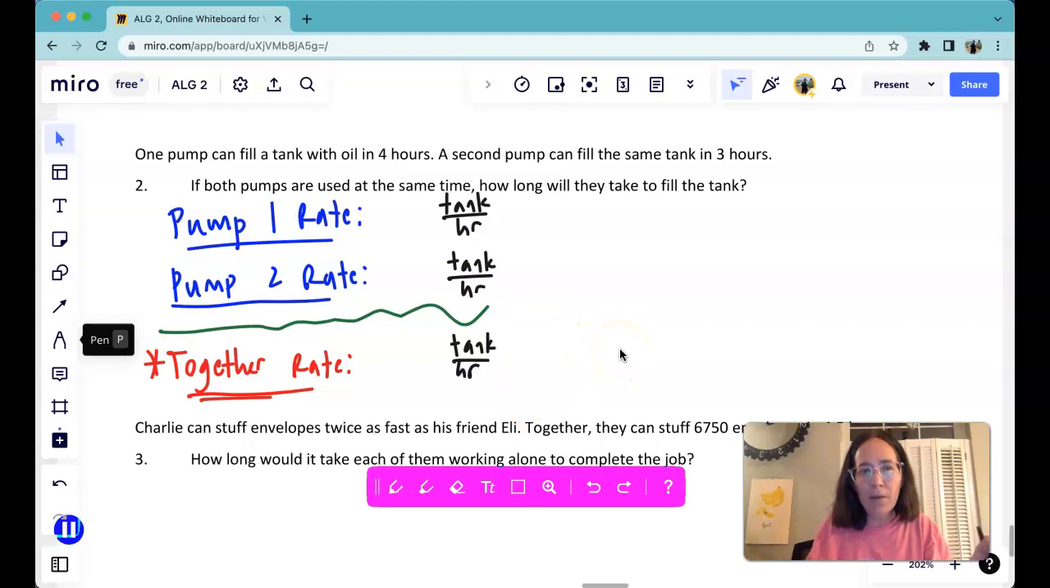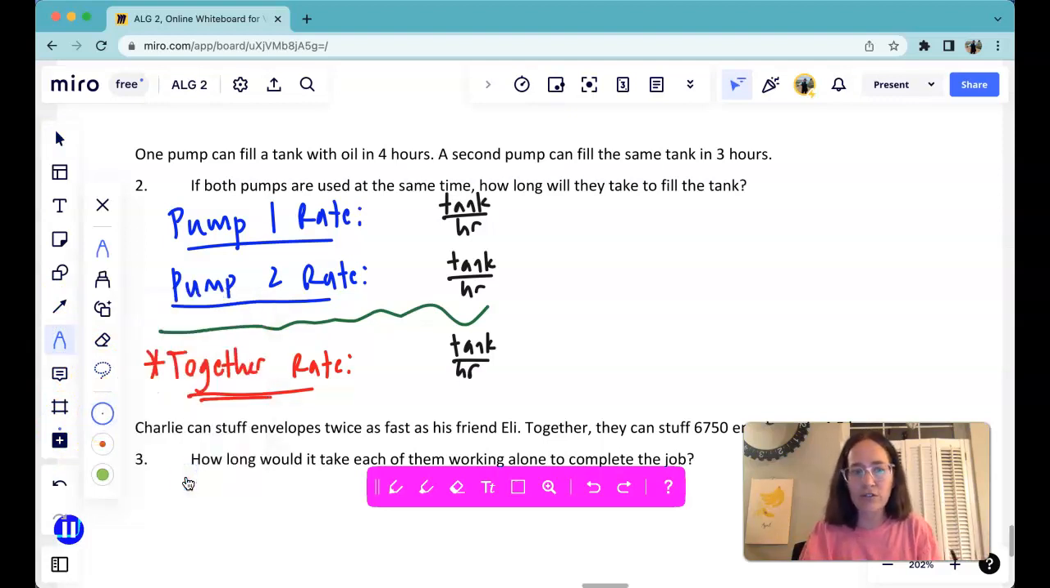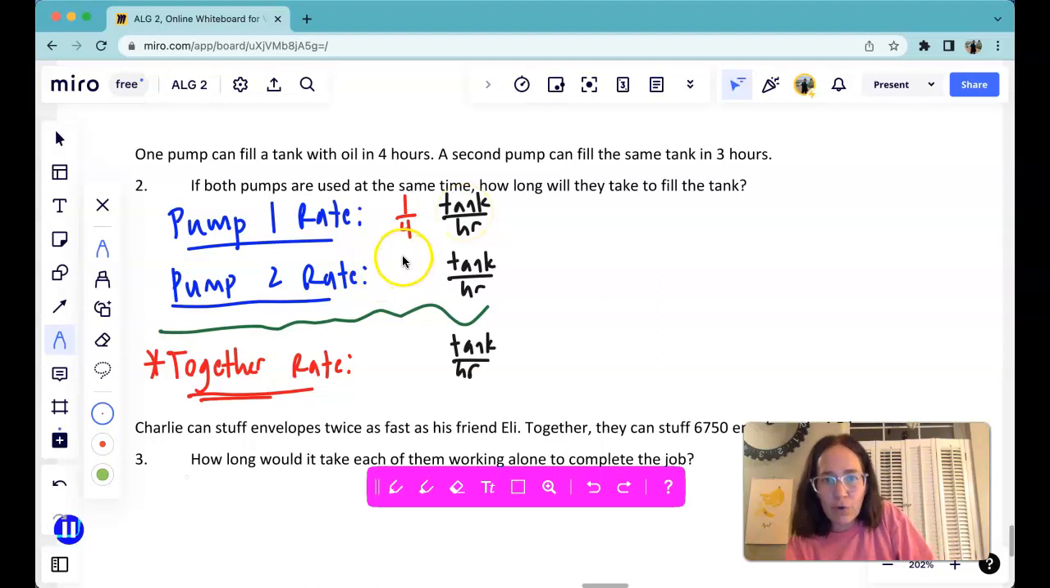It says one pump can fill a tank with oil in 4 hours, and a second pump can fill the same tank in 3 hours. If we think of this with rates, we can write our own rational expressions with some variables in here. So pump 1 can fill 1 tank in 4 hours. You could say its rate is filling 1 tank in 4 hours. Pump 2, what would that look like? It can fill 1 tank in 3 hours.